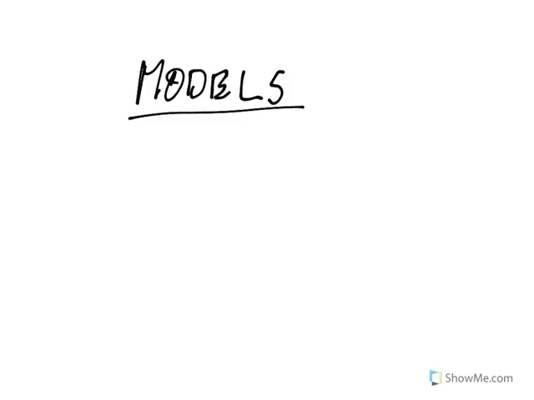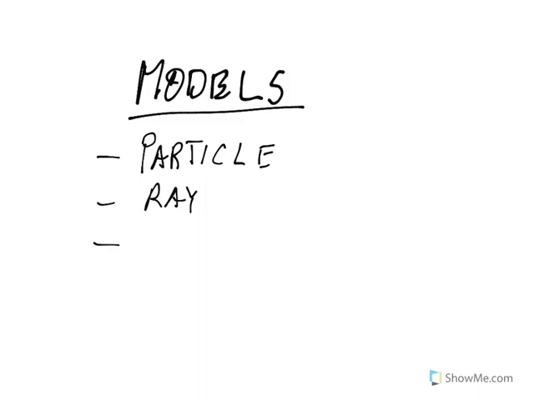So light's one of those, and there's three models. One is the particle model. We've got these light particles. Another one is a thing called the ray model. And the one that we're interested in is the wave model.